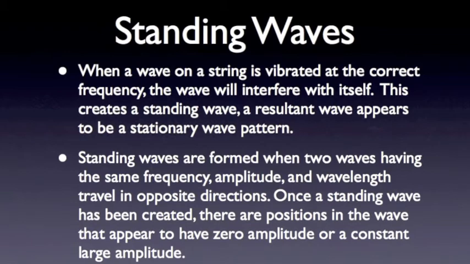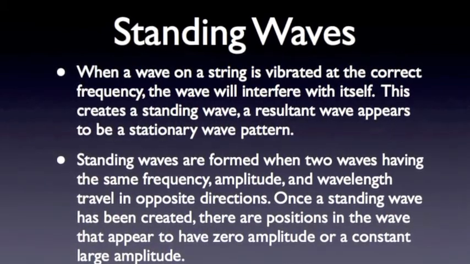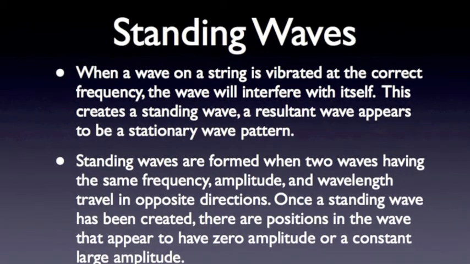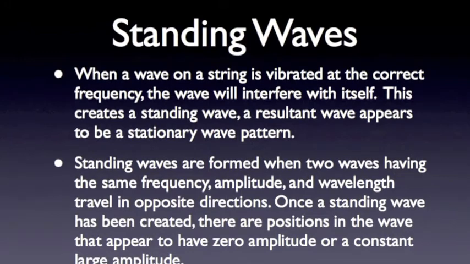When a wave on a string is vibrated at the correct frequency, the wave will interfere with itself. This creates a standing wave, a resultant wave that appears to be stationary. Standing waves are formed when two waves having the same frequency, amplitude, and wavelength travel in opposite directions.